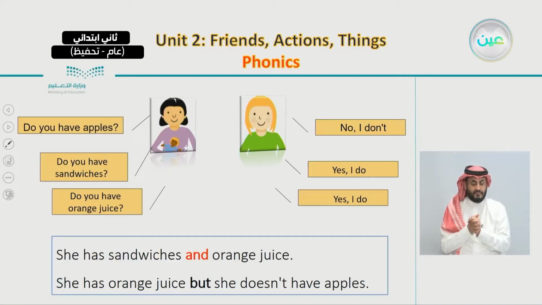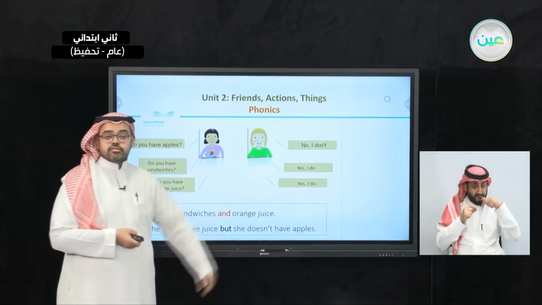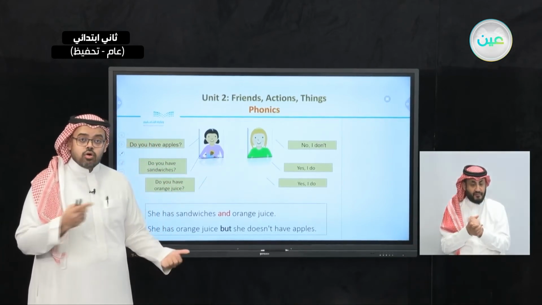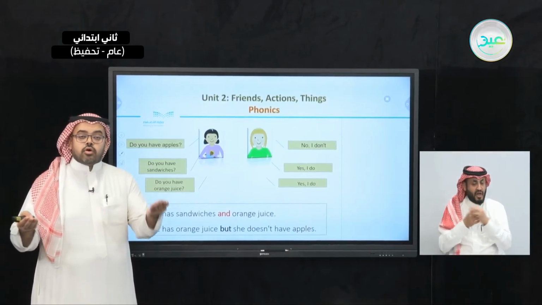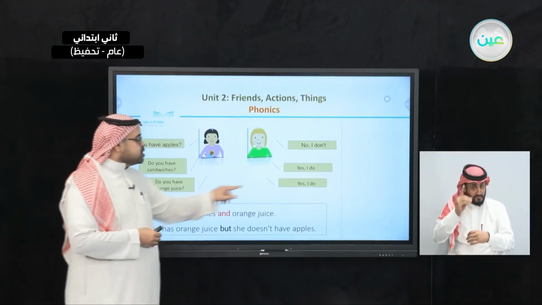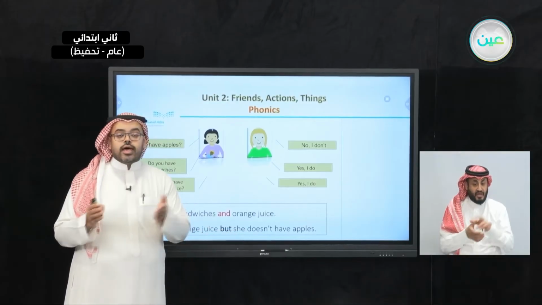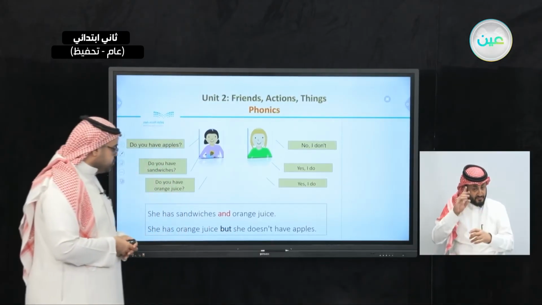And now we can learn by listening to this conversation that she has sandwiches and orange juice. She has sandwiches because, when asked, do you have sandwiches? She said yes. And also orange juice, because when she asked her, do you have orange juice? She said yes. So she has two things, sandwiches and orange juice.